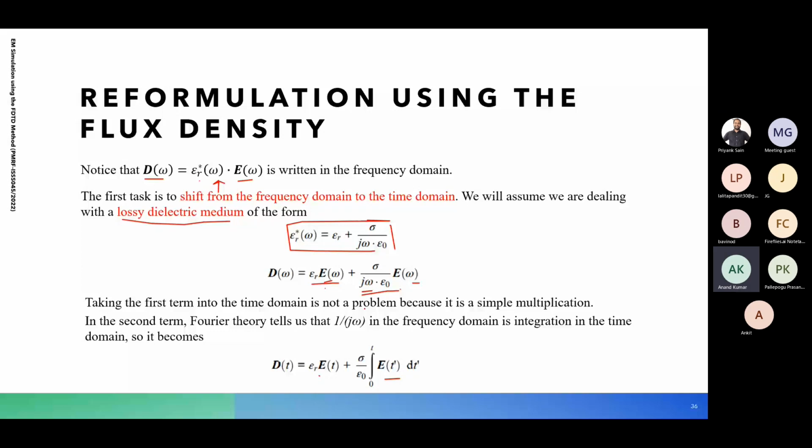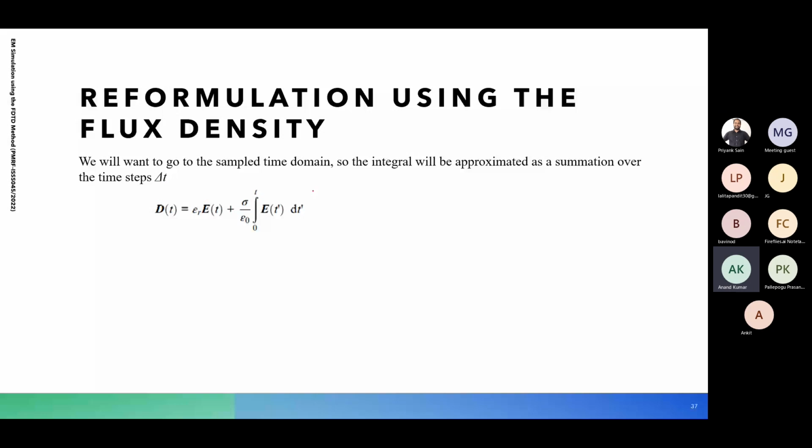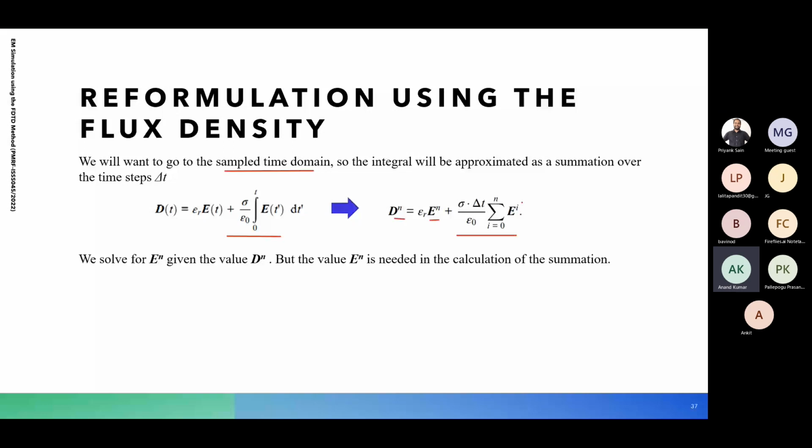Now we perform more simplifications on this. We want to go to the sampled time domain. Now this is continuous time, and to go from continuous to sampled time domain, what we do is we approximate this integral with a summation. So this particular integral is changed to this summation, and now we can see that Dn, the flux value at the nth time instant, is dependent on the electric field value at the nth time instant and all the electric field values from the first to the nth instant.